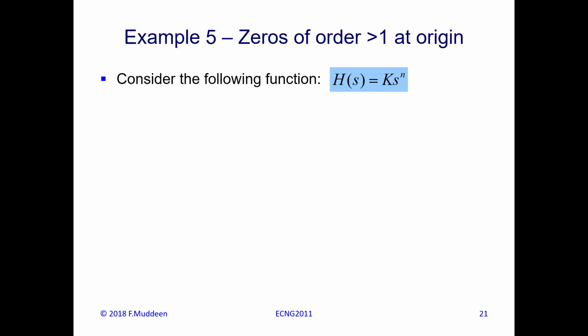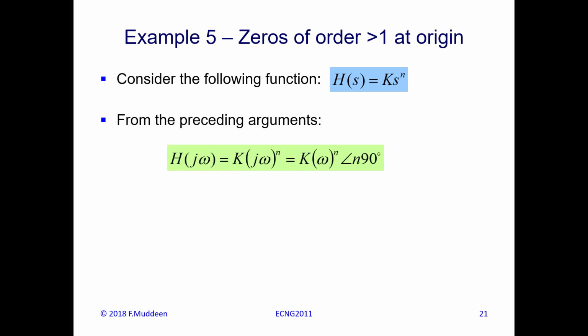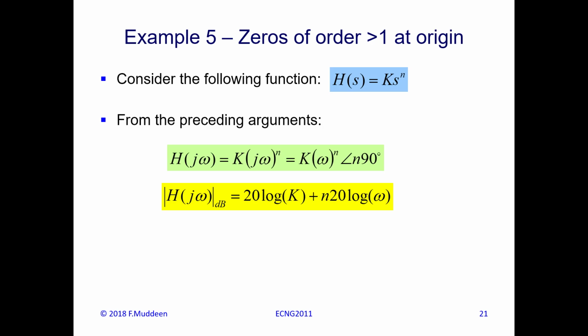Example 5 is basically the opposite of example 4, because now the S component is on the numerator. So instead of it being minus n 90 degrees for our phase, it's now positive n 90 degrees. And our resultant magnitude equation means instead of it being minus 20 n decibels per decade, it is now positive n 20 decibels per decade.